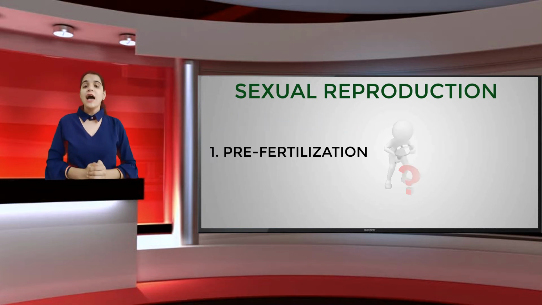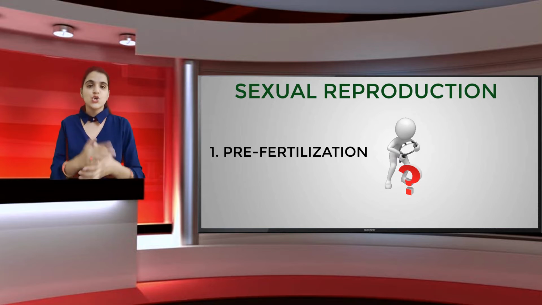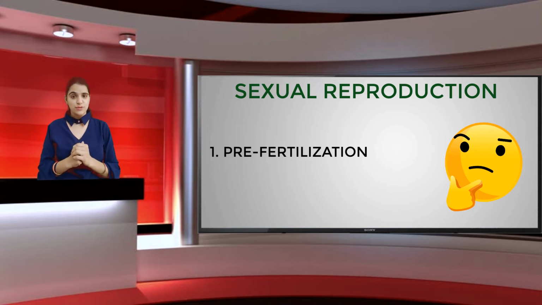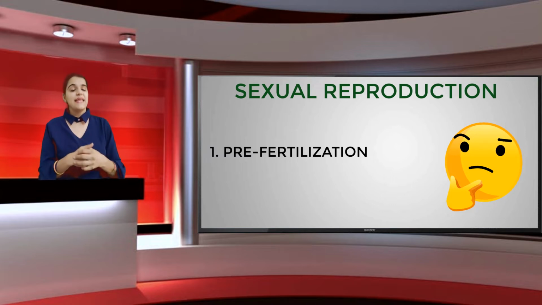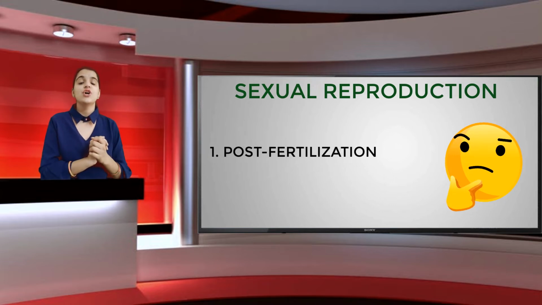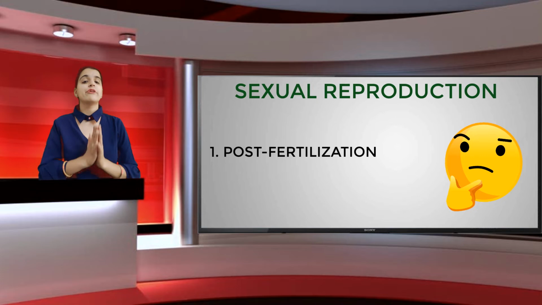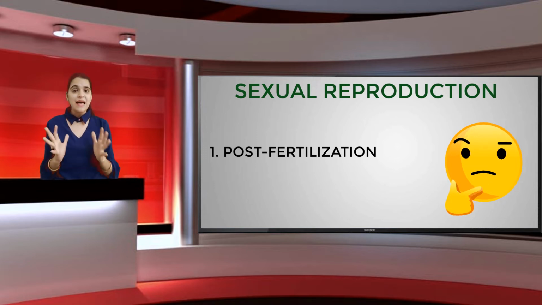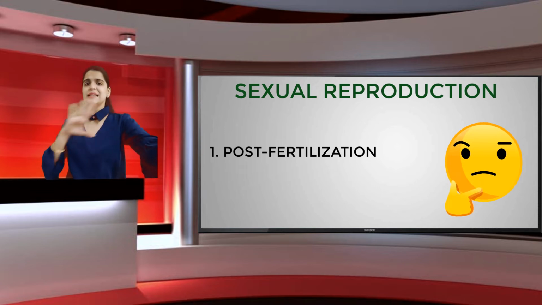post-fertilization. Now students, pre-fertilization means what events take place in sexual reproduction before fertilization, and then fertilization itself is a process which we will discuss in our further videos. The next is post-fertilization, that is, after fertilization, what events take place in sexual reproduction. So these are basically three events which we will discuss in our further videos, which comprise the whole of sexual reproduction. I hope this is clear till now.